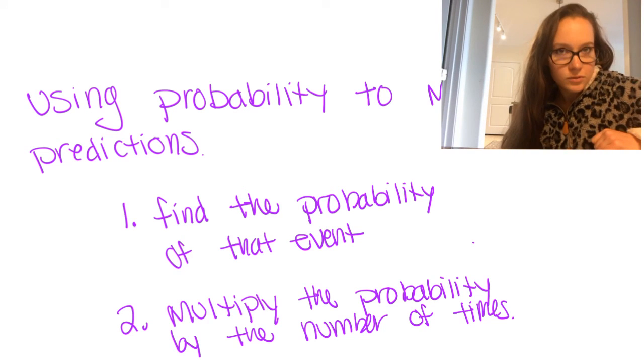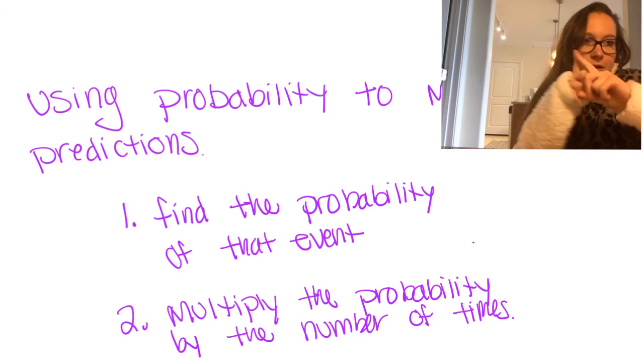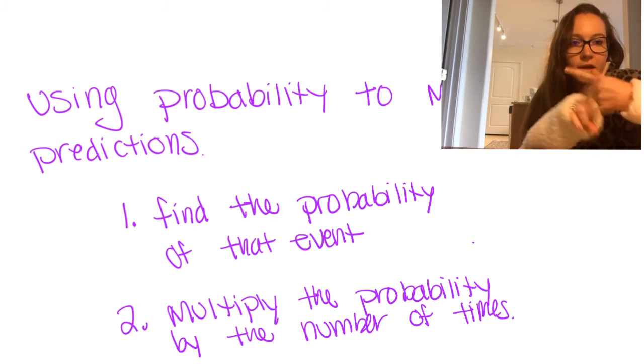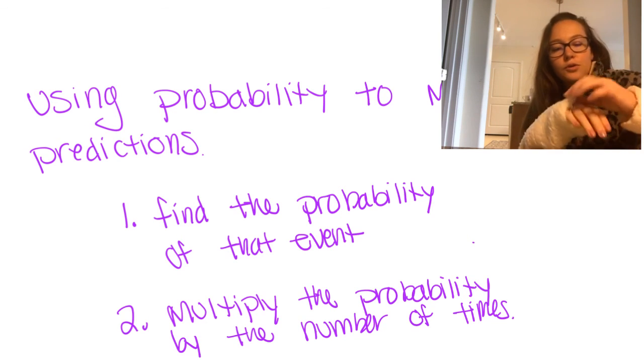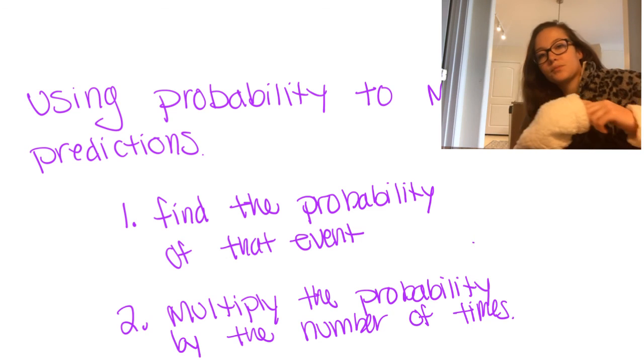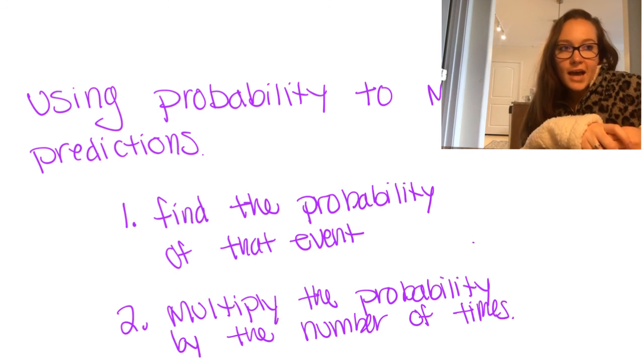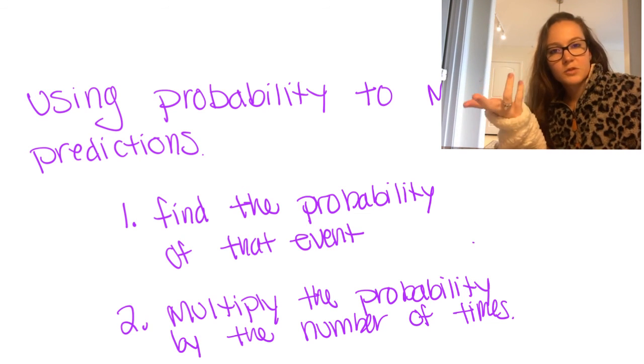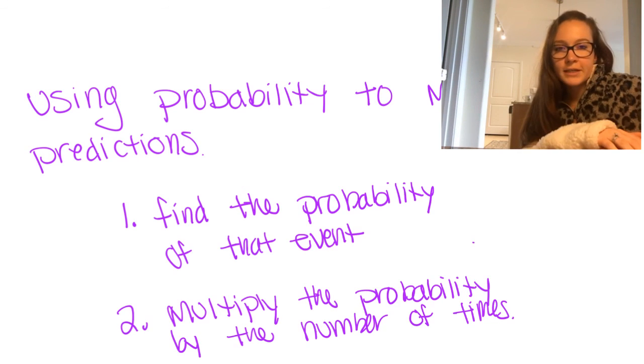So how I do that is I first find the probability of the thing happening, and then I multiply it by the number of times I'm expecting it to happen. So going back to that coin example, the probability is 1/2. I was going to flip the coin 50 times, so 1/2 times 50 would be the number of times I expect it to land on tails.